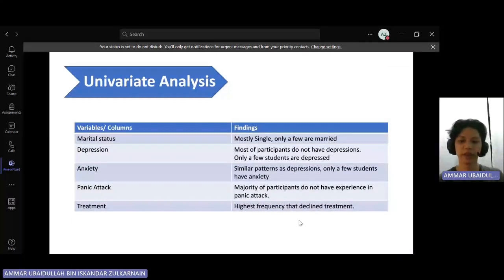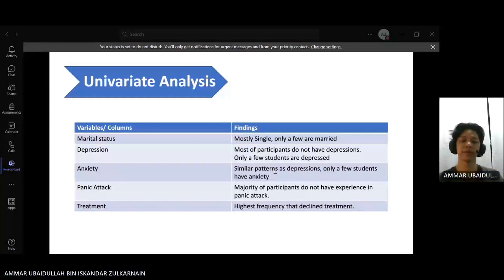Our next variable is marital status. For marital status, the majority of the participants are not married and single, with only a smaller portion being married. Our next variable is depression among participants. Most of the students who participated in the survey do not have depression. However, our assumption is that those with depression are typically from the second year and above.